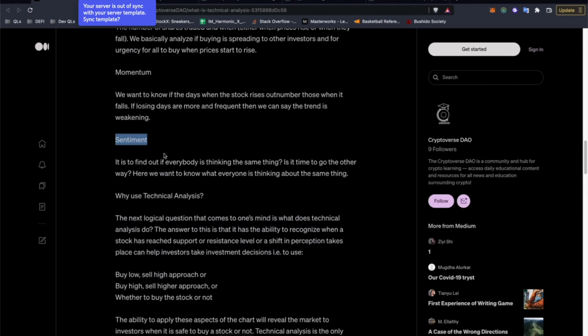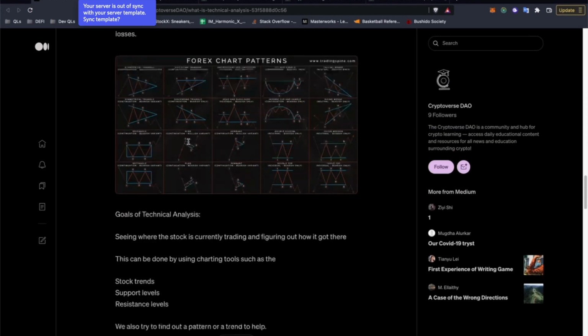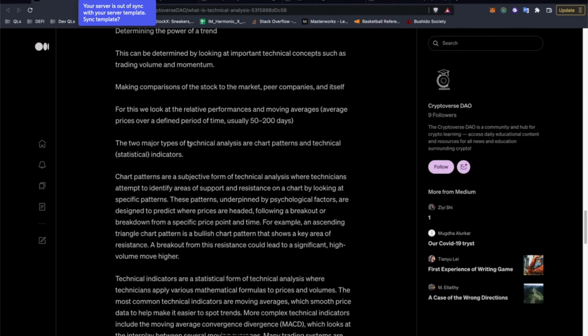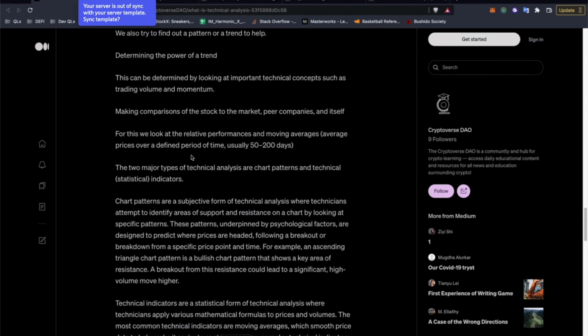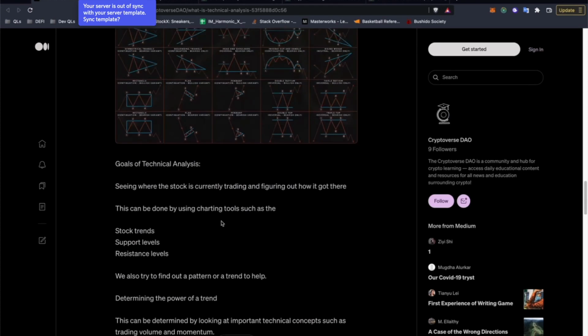Treat this as one of your indicators for whether to take a position. It informs it better. So there's chart patterns and technical indicators. Chart patterns are a subjective form of tech analysis, where technicians attempt to identify areas of support and resistance.